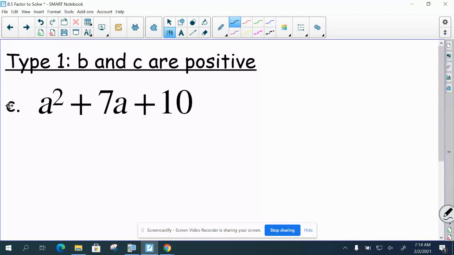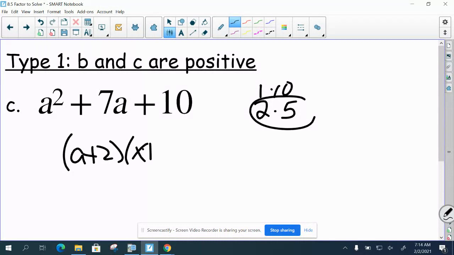All right, part C, what two numbers multiply to get 10, but add to get 7? Factors of 10 are 1 and 10 and 2 and 5. So 2 and 5 are going to be the correct numbers to use in our factoring. So we'll do a plus 2 times a plus 5. Sorry, that's an a.